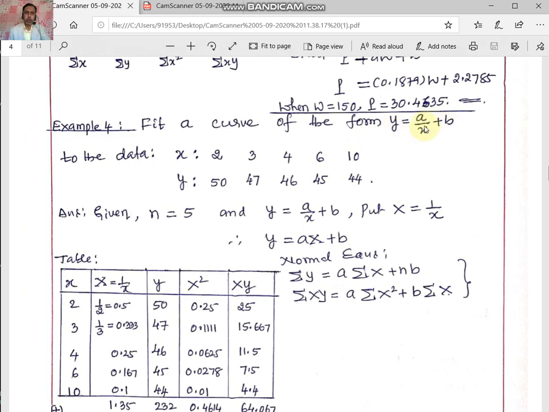In the next example, fit a curve of the form y is equal to a divided by x plus b. So there is a small twist here. It is a divided by x, and x values are 2, 3, 4, 6, 10. Y values are 5, 47, 46, 45, 44.